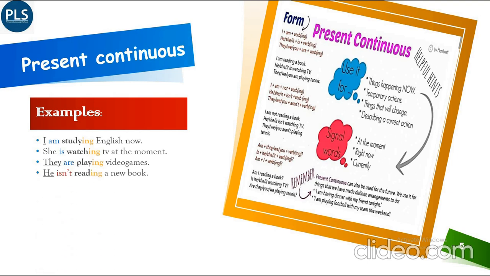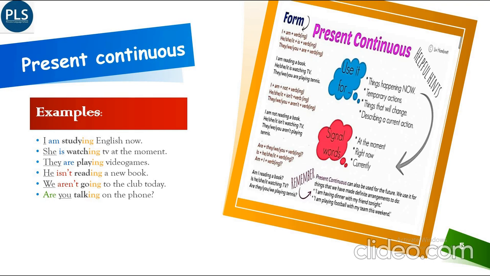Now let's look at the negative form. Here we have the example says he isn't reading a new book. He isn't reading a new book. Another example, we aren't going to the club today. These examples are in negative, so we add not to the verb to be, and the verb stays with the ing.